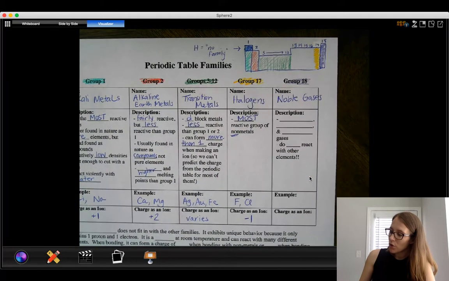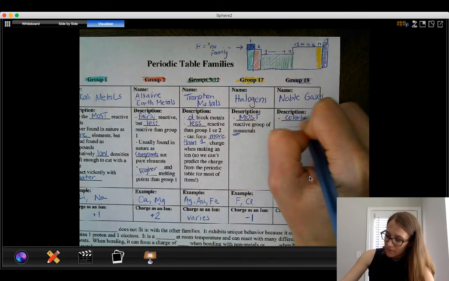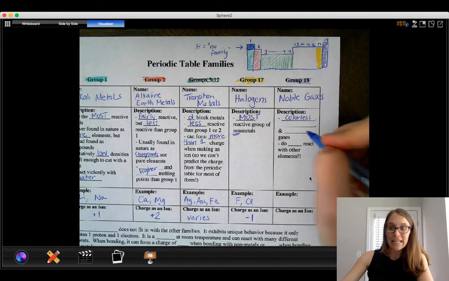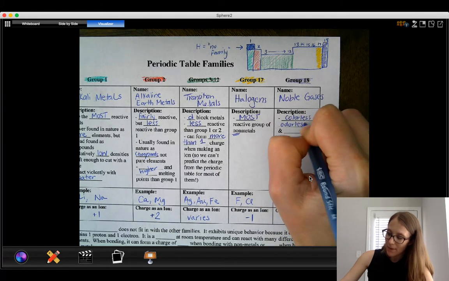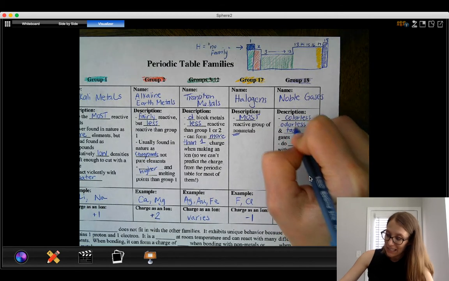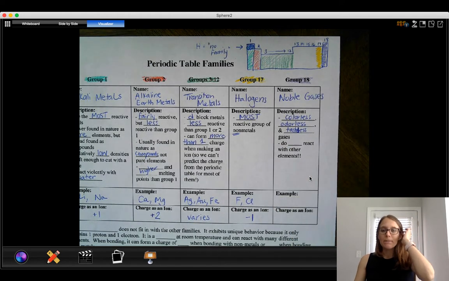So for those noble gases, they are colorless. So you don't see any color to them. They are odorless. You don't smell them. They are tasteless gases. So these are things that you wouldn't really recognize if you were exposed to them.